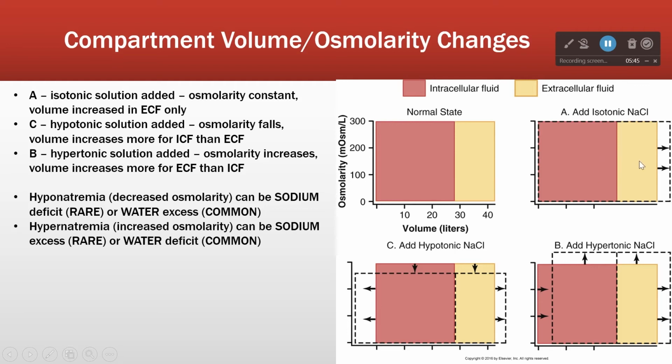In example A, we start, this is our normal, right? So we have about 2/3 intracellular, 1/3 extracellular. We're going to add isotonic normal saline, okay? Now, where will that end up? That fluid is going to expand the extracellular fluid compartment. Why? Because it's not going to trigger water moving into or out of cells.